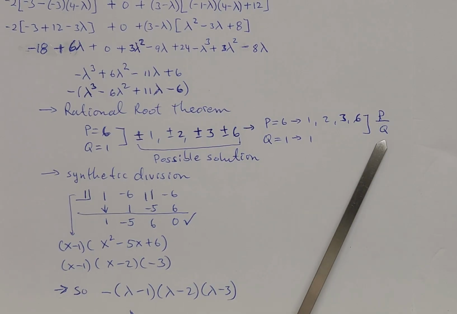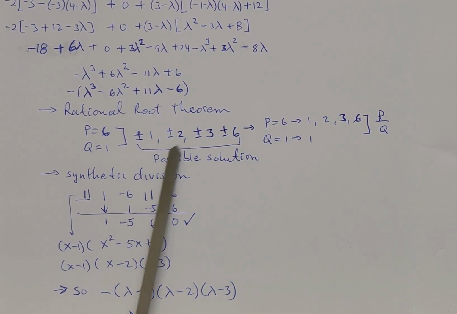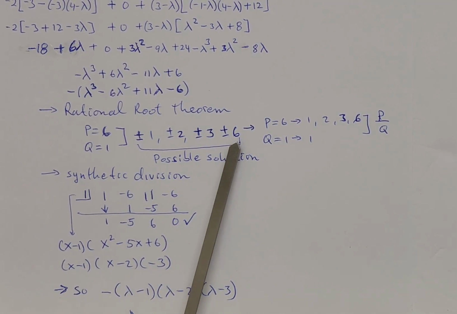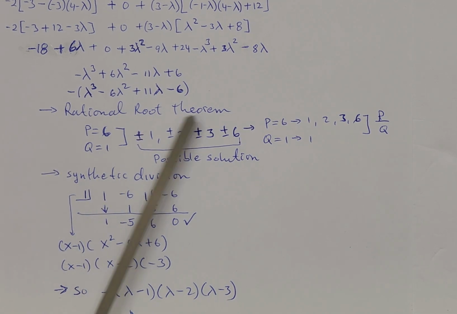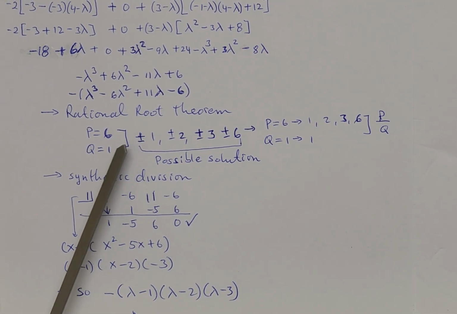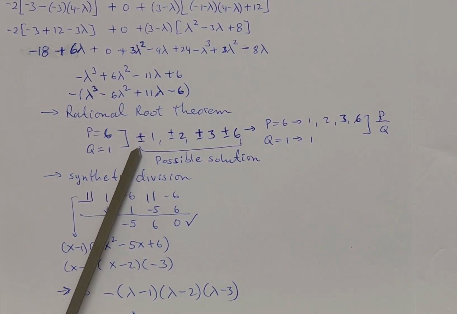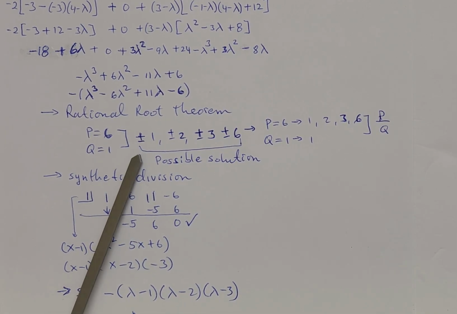Now P divided by Q, 1 divided by 1 is this 1, 2 divided by 1 is 2, 3 divided by 1 is 3, 6 divided by 1 is 6. However, when you do the rational root theorem, you have to add plus and minus in, because you don't know which one will be the solution. The positive could be the solution, the negative also could be the solution.